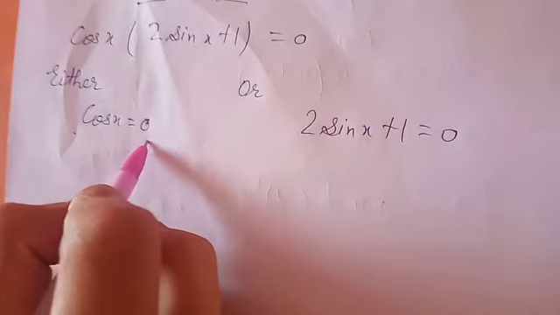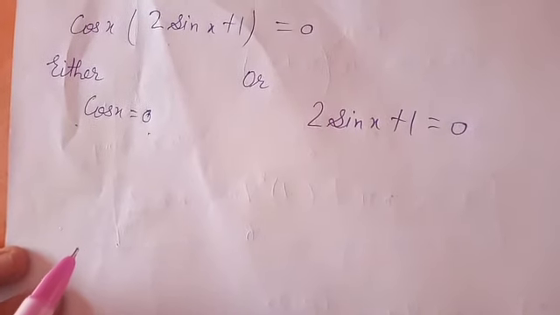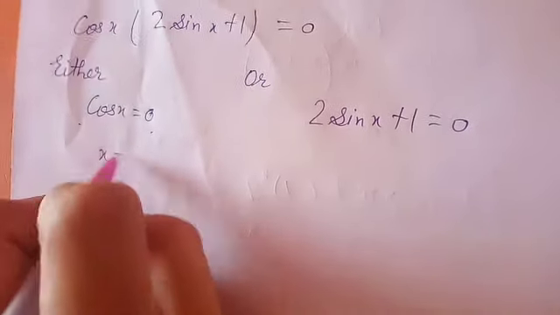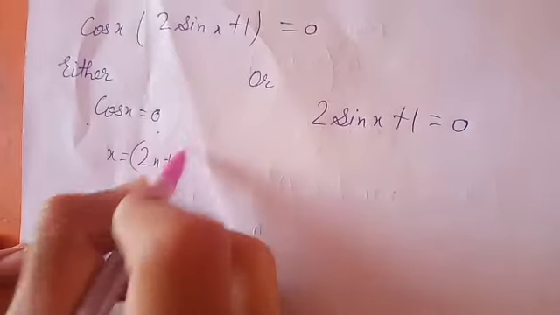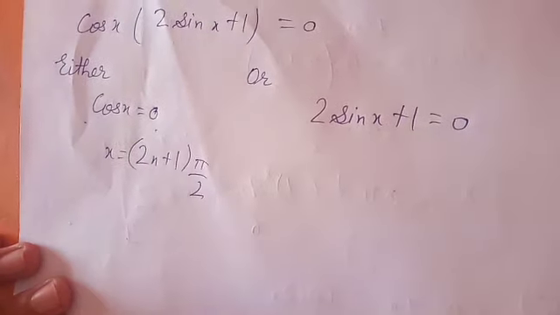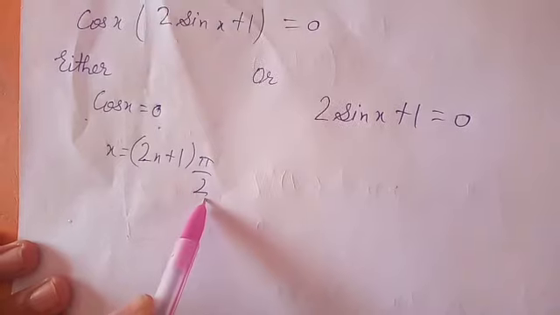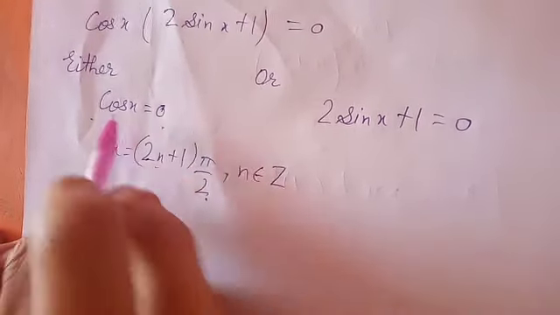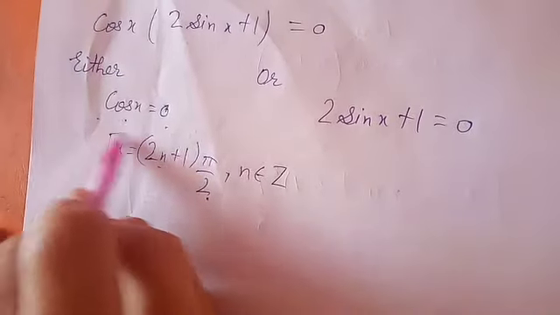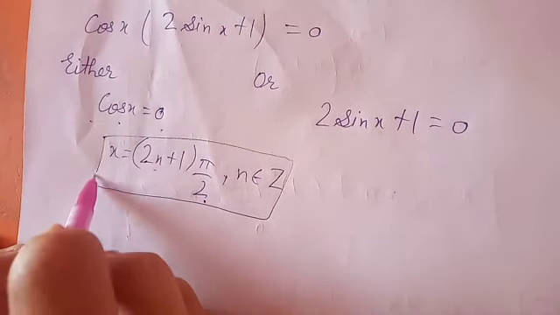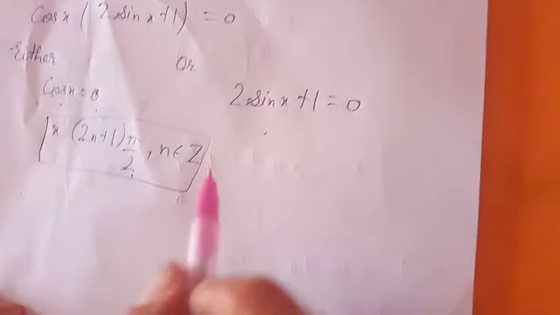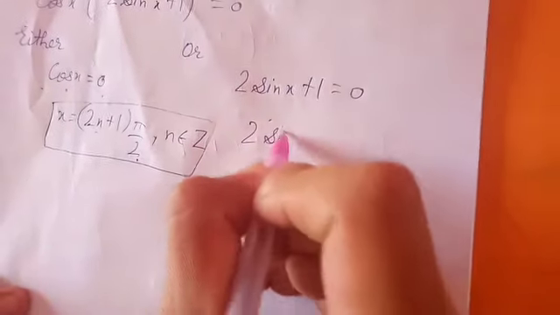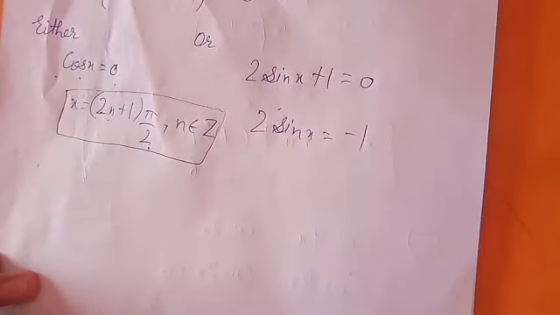And where is our cos 0? That is equal to (2n plus 1) pi by 2. At every this angle, for n belonging to integers, our cos is 0. So one of the solutions is this. Another we can find from here. So it becomes 2 sin x equal to minus 1.